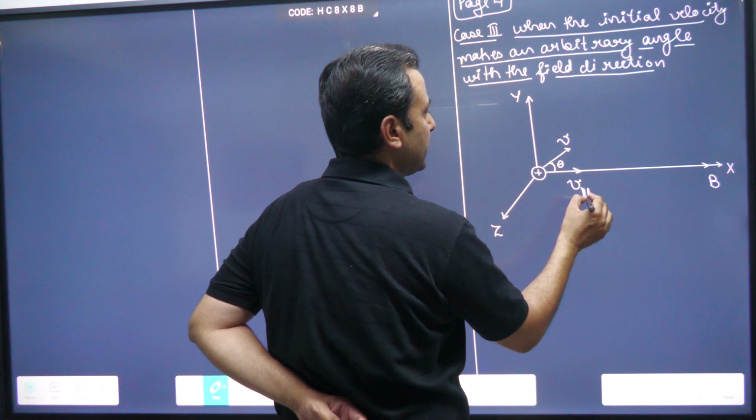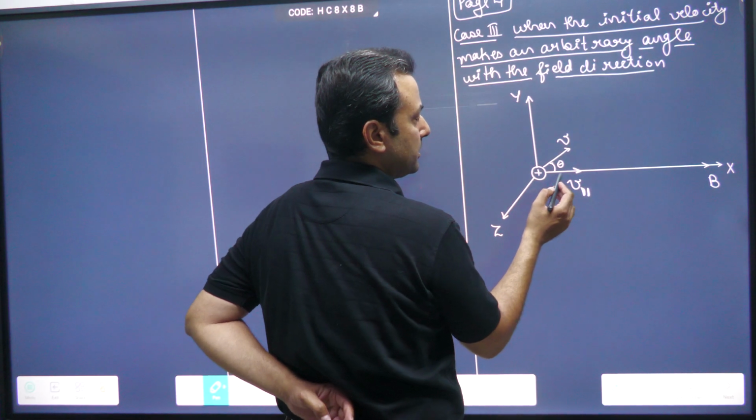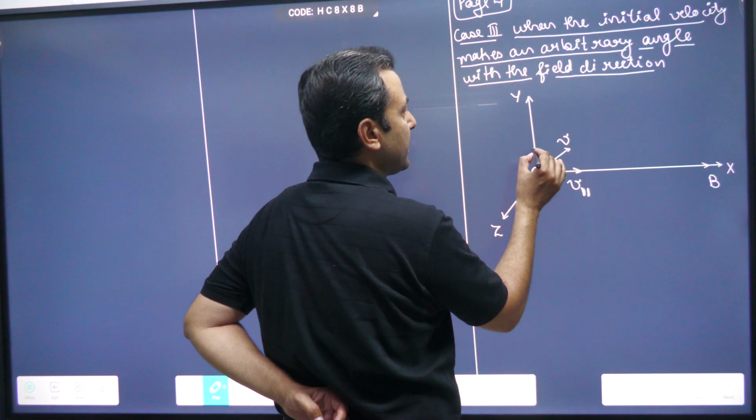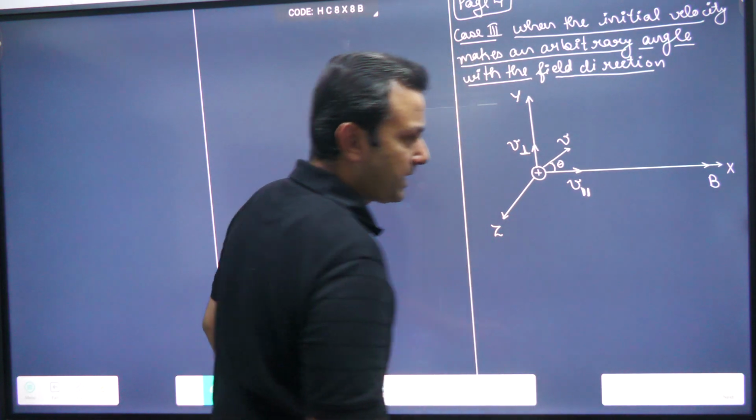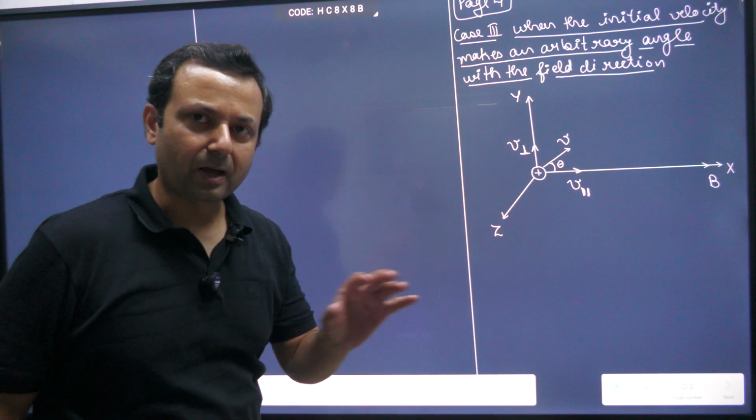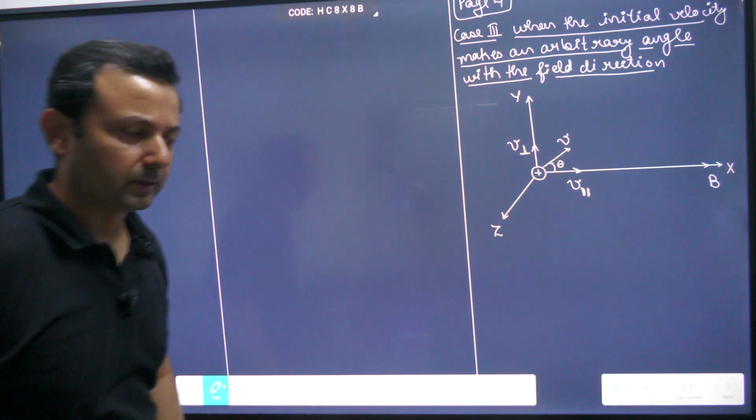We call it V parallel. And the component which is perpendicular to V parallel, this is V perpendicular. So we have named them V parallel and V perpendicular.